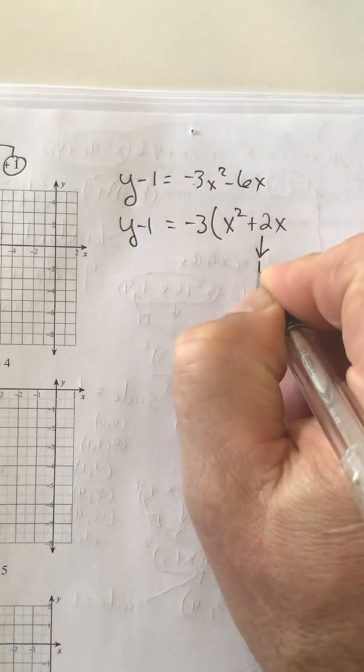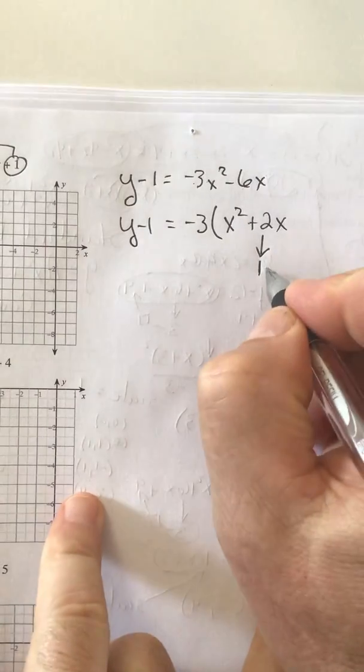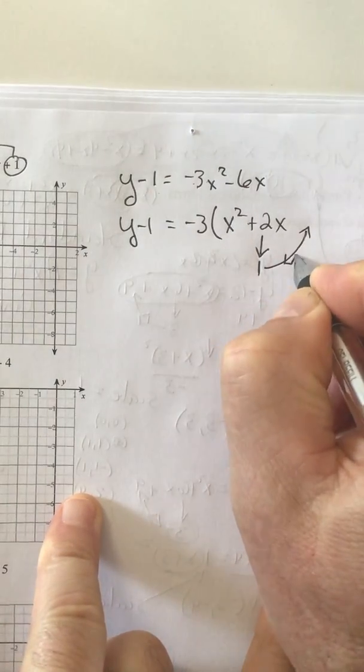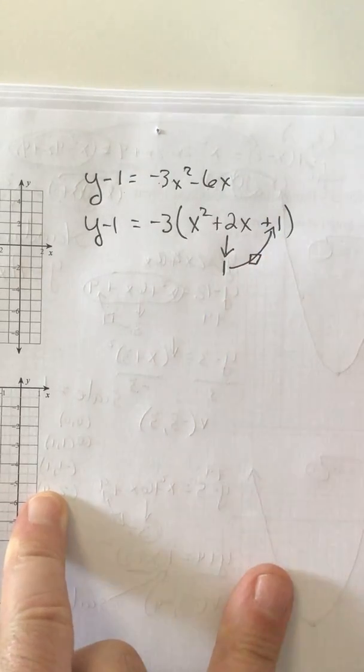Take the B term and cut it in half. Okay, that makes it 1. Square that into the whole. So 1 squared is still 1.